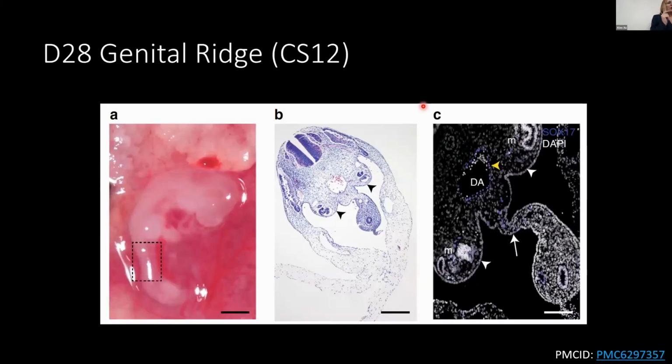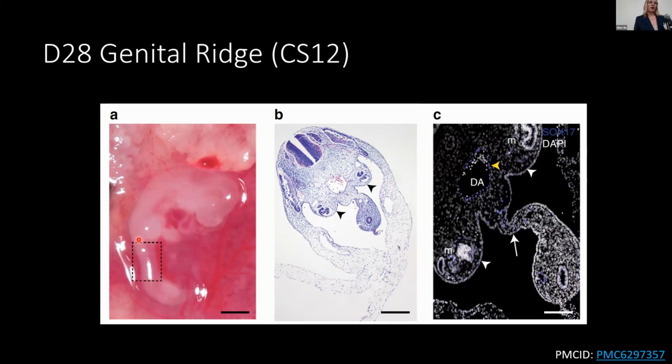I also want to point out that we're very interested in a window of development that basically is almost inaccessible using human material. And so therefore, over the last decade, we've formed a large collaboration with the Oregon National Primate Research Center to understand events in early primate development. So what you're looking at here is an image of a day 28 embryo, which is at Carnegie stage 12.